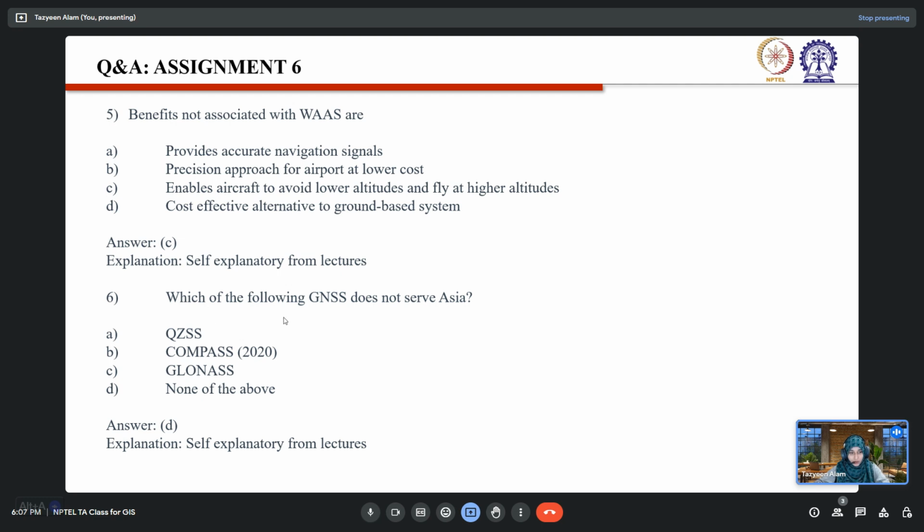Question number 6. Which of the following GNSS does not serve Asia? All three, that is QZSS, Compass 2020 and GLONASS, all three do serve Asia. So none of the above is the answer.